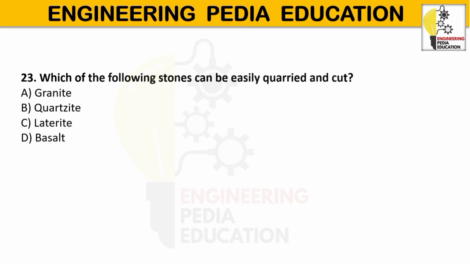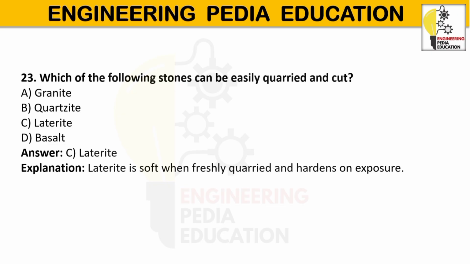Which of the following stone can be easily cut? Granite, quartzite, laterite or basalt? So the correct answer is laterite. Laterite is a soft rock when freshly quarried and hardens on exposure.